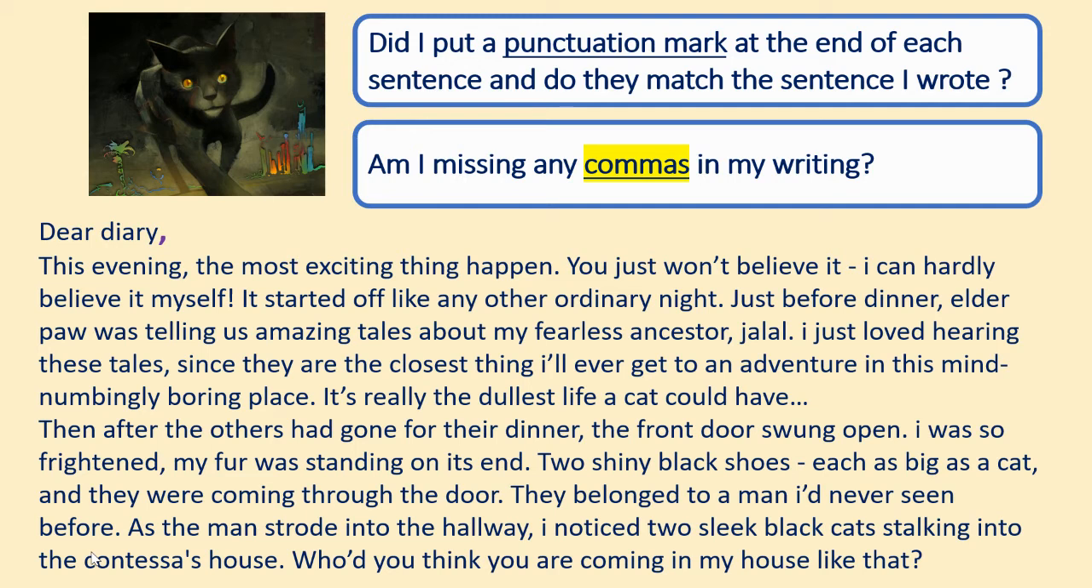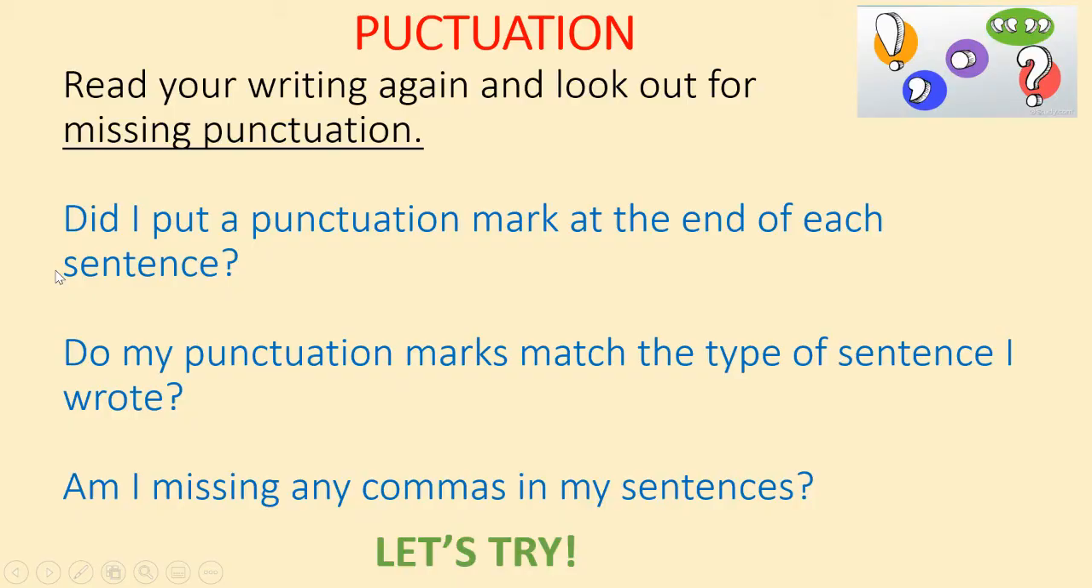After your time-fronted adverbials, you're going to be making sure that your "dear diary" has got a comma there. That's really important before starting a new line. Also really important, we don't keep writing on this line. We start a new line, and check your punctuation marks at the end. Okay, it's your turn to have a look and fix your punctuation errors.